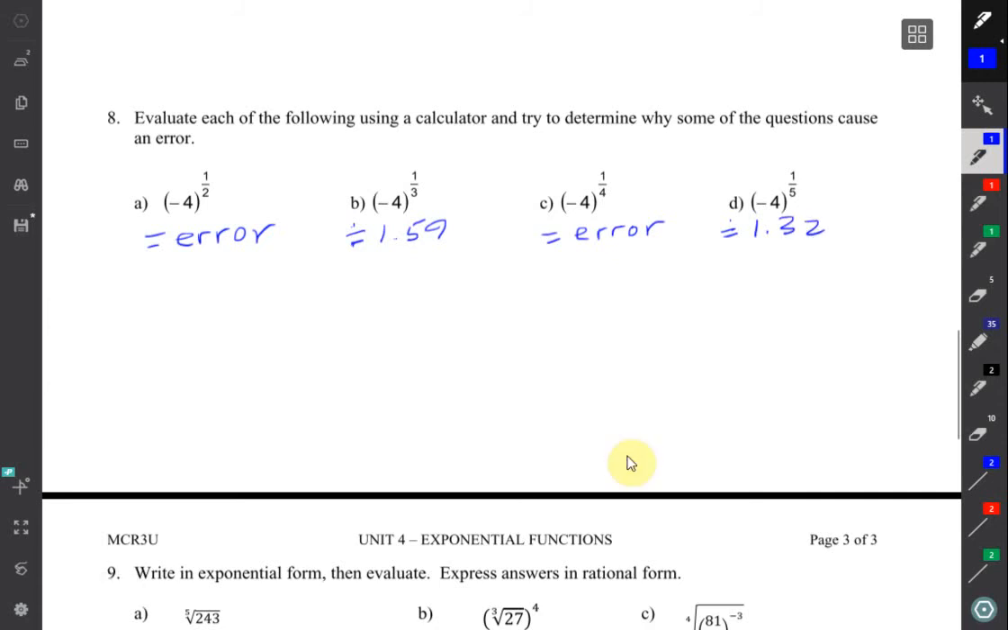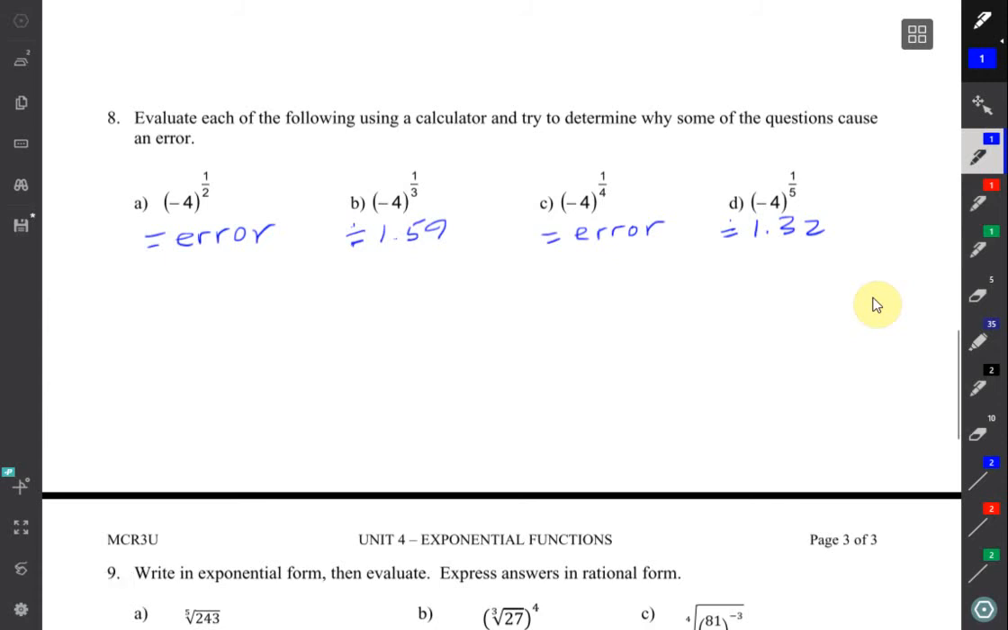Now, what you want to be thinking about is why do you get errors on these two questions and not on these? And the key is in the number in the denominator. Notice what's in common here is that these two numbers are even and these two numbers are odd. You cannot do an even root of a negative number. And remember that a root means that number multiplied by itself so many times. So let's work backwards and think about multiplying minus 4 by itself.